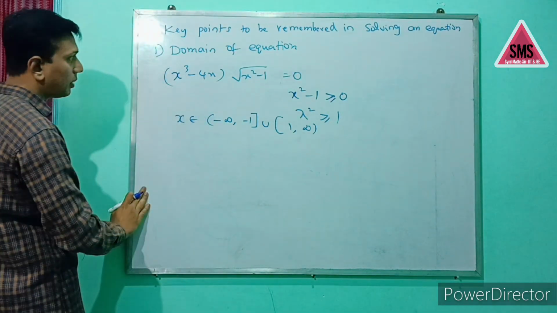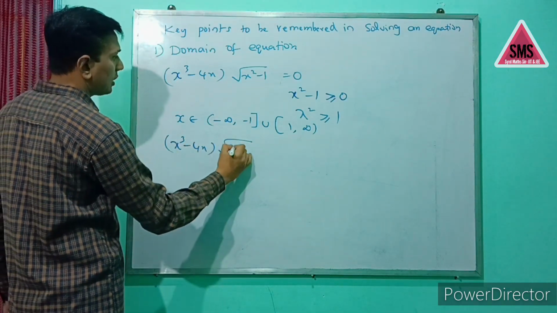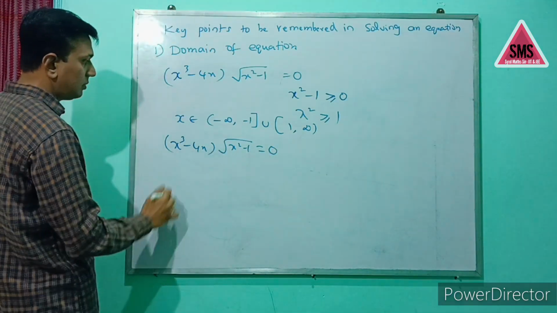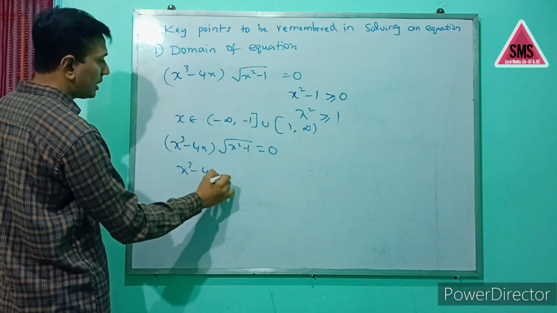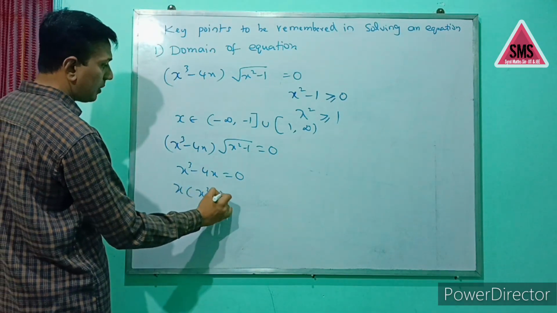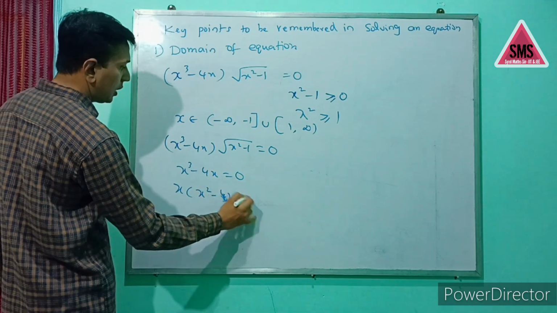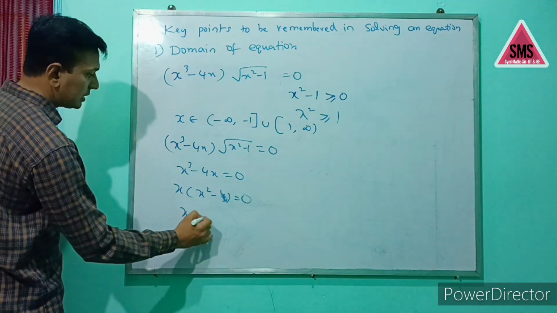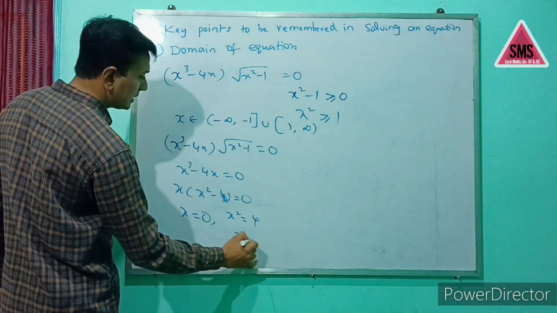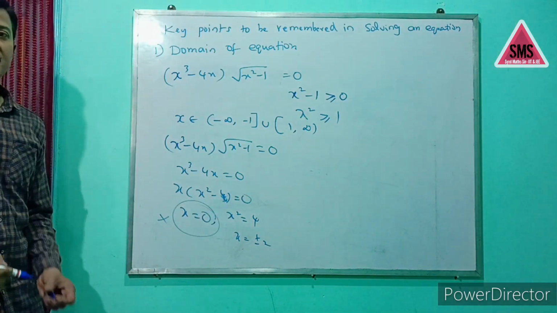Now let us solve the problem. x cube minus 4x square root of x square minus 1 equals 0. Transpose the term: x cube minus 4x equals 0. Take x common: x square minus 4 equals 0. x equals 0, or x square equals 4, then x equals plus or minus 2. But x equals 0 should not be the solution.